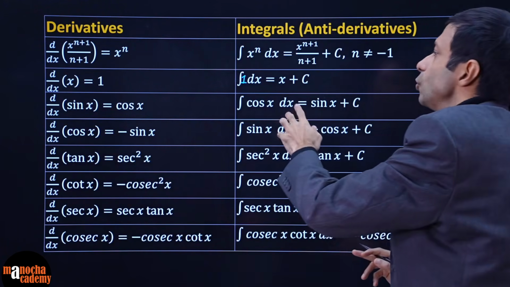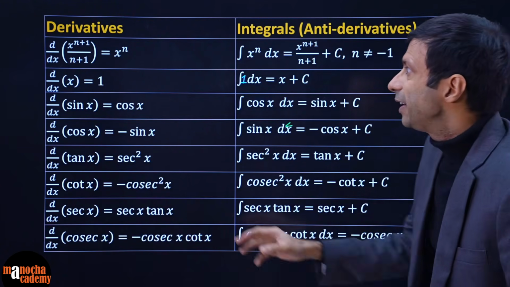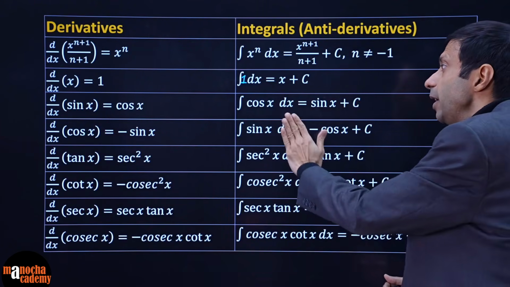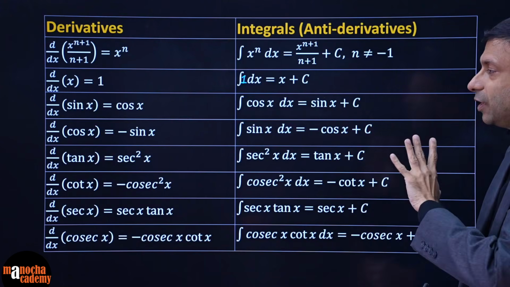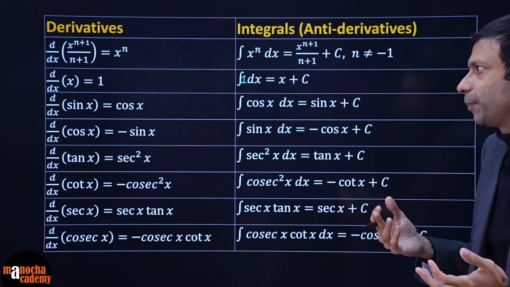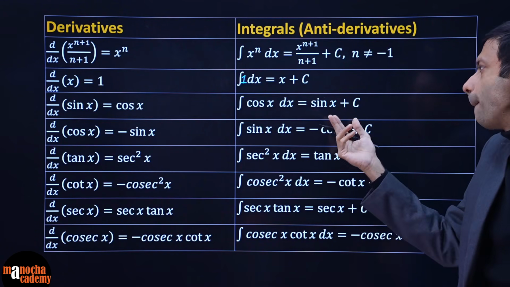Differentiation of sin x is cos x, so integration of cos x is sin x plus C. Similarly, differentiation of cos x is minus sin x, so integration of sin x will be minus cos x, because of that negative, you'll have a negative on this side. So just be careful of that positive and negative, otherwise you'll make a mistake. Integration of cos x is sin x, but integration of sin x is minus cos x.